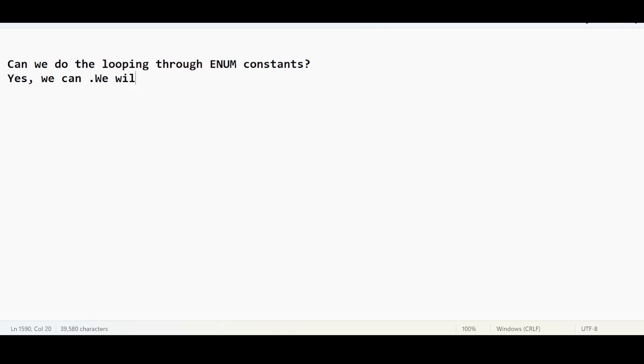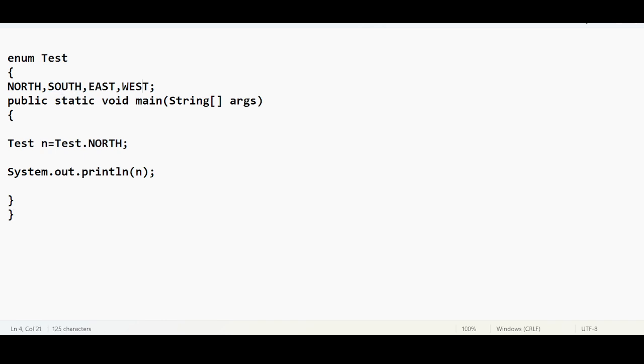We will have to iterate through the constants by using a method called the values method. Okay, what does it really mean? See, same thing, I'm taking north, south, east, west, right? So let me separate this. I want to take this as the directions. My name of the enum is what? Directions.